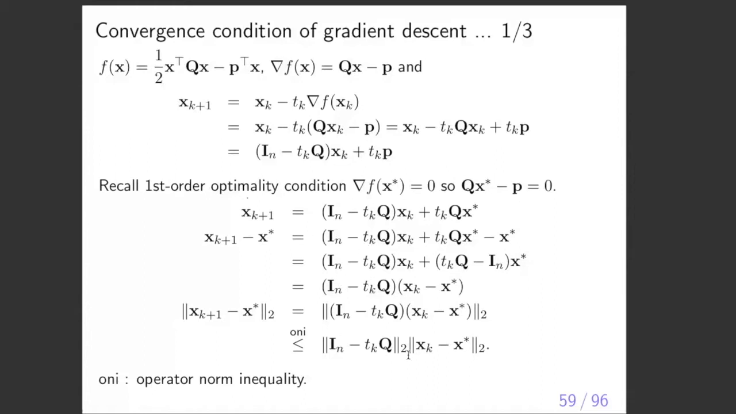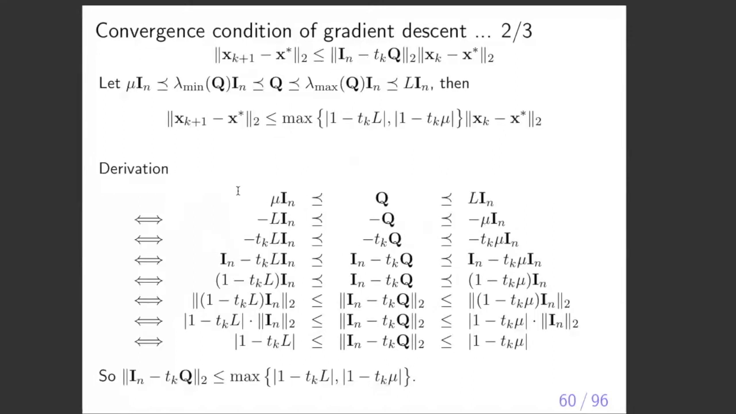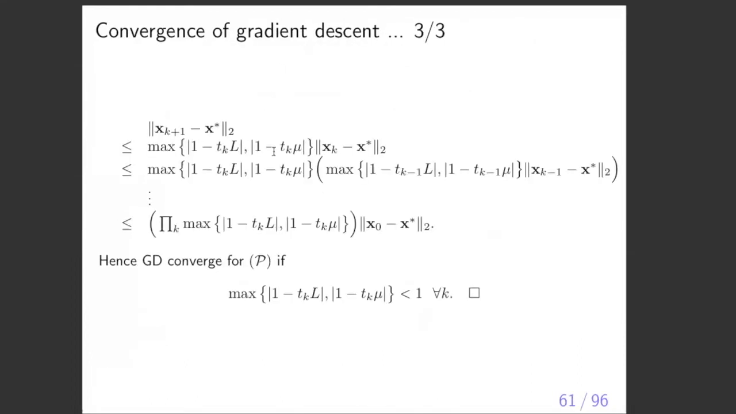You have this inequality. For this to converge, you want this factor to be smaller than 1. How do we make sure it's smaller than 1? Basically Q is bounded by this. I consider L as the largest eigenvalue of Q, and mu as the smallest eigenvalue of Q. So you have this, which is the semi-definite inequality notation. Then after a bunch of manipulation, you will have this for the step size Tk. But since you are using a constant step size, you can treat them all the same. So this is just the idea on how to read this slide, and you can read it in your spare time.